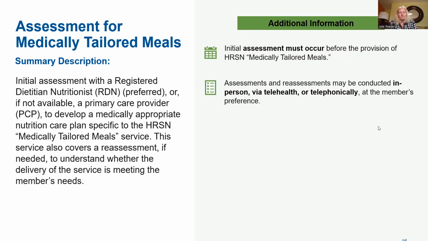So again, assessment for medically tailored meals. In some respects, this might be a bundled service. This is assessment with a registered dietitian nutritionist, a strong preference for that, or if not available, a licensed primary care provider to develop a medically appropriate nutrition care plan specific to the medically tailored meals service. This can also include a reassessment if needed to understand whether this is meeting the individual's needs and whether changes need to be made based on health status. So there needs to be an initial assessment before the provision of medically tailored meals. And then assessments and reassessments can be in person, phone, or remote video visits. Next, please.